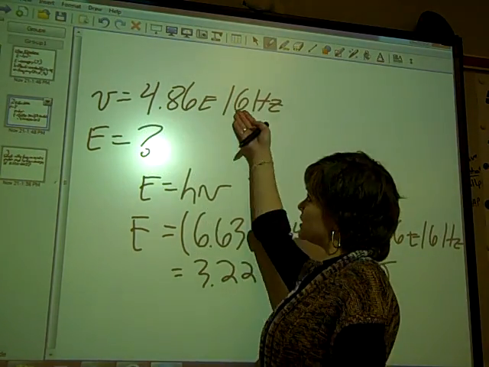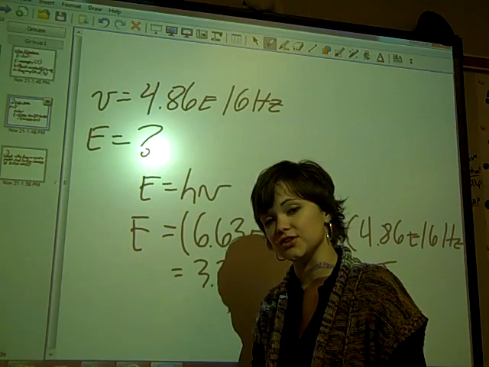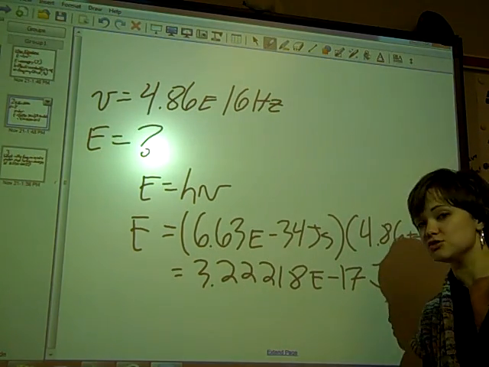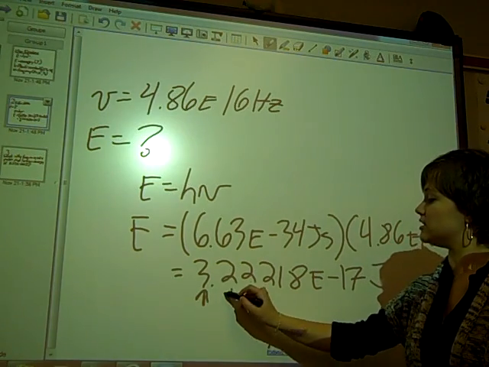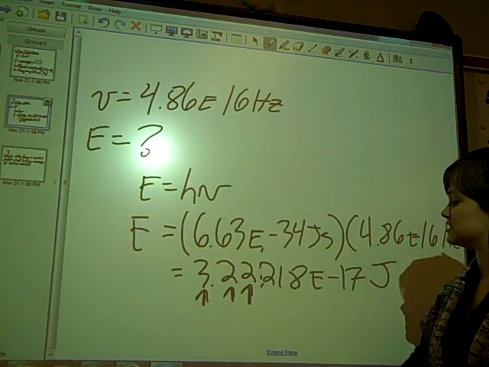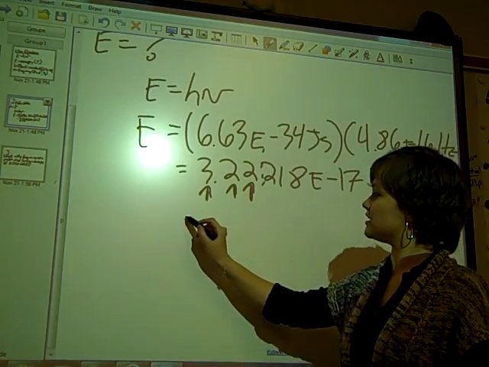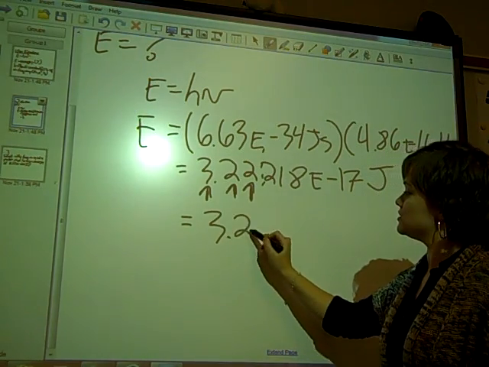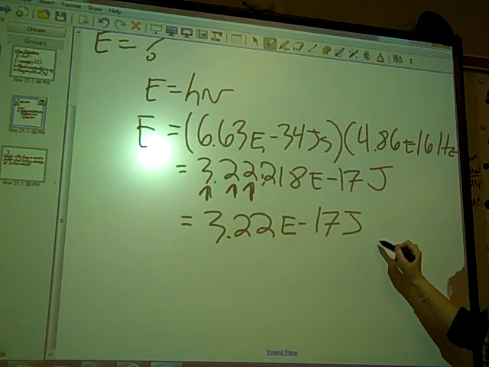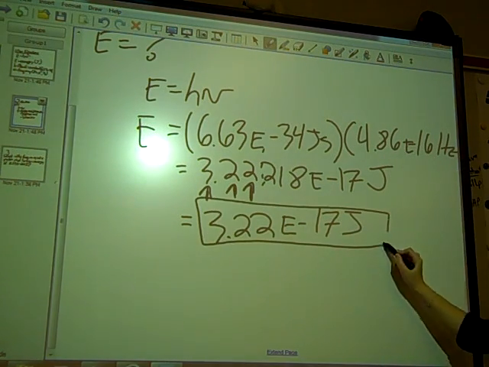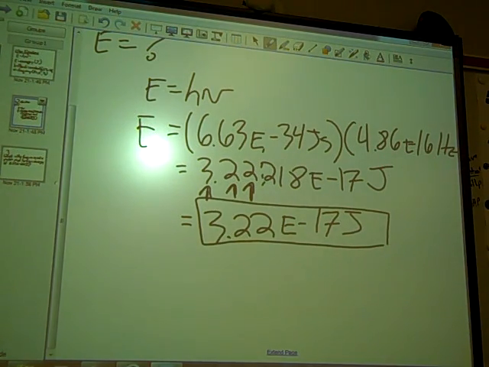Back to the problem we go. Only 3 sig figs in the number we were given. Constants do not affect our sig fig tally. That means I can only have 1, 2, 3 significant figures in my final answer. So 3.22 times 10 to the negative 17th joules is my final answer. Again, make sure your answer includes number, unit, and the correct number of significant digits.